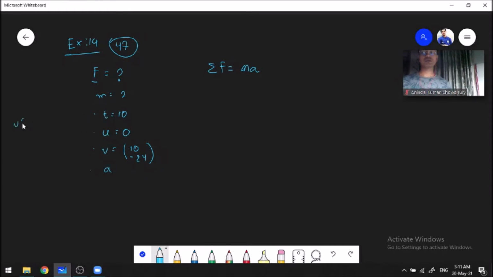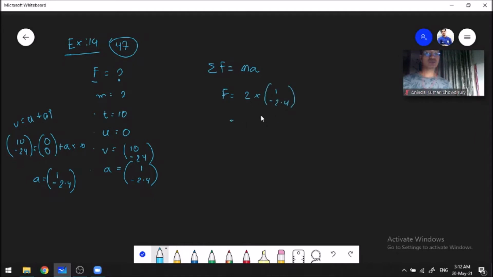v is equal to u plus at. Our v here is (10, minus 24), which equals our u, 0, plus a, that is something we have to find out, times t. Our t is 10 seconds. From there we can get our acceleration to be (1, minus 2.4). So that is our acceleration. Using this we can find our force F. So F is equal to ma. We know our m is 2, and our acceleration is (1, minus 2.4). So our force would be (2, minus 4.8). That is our force.